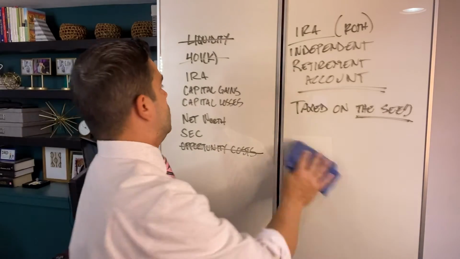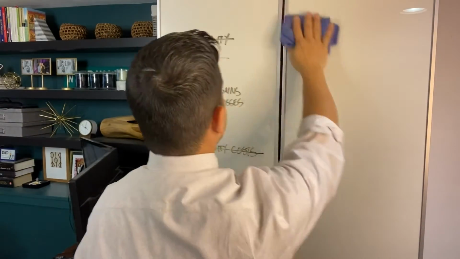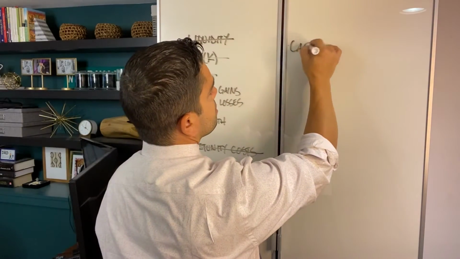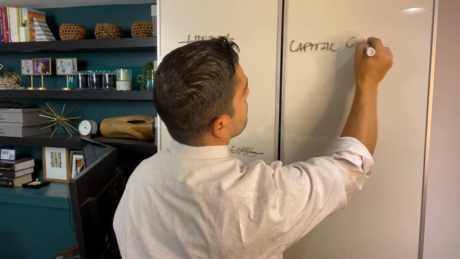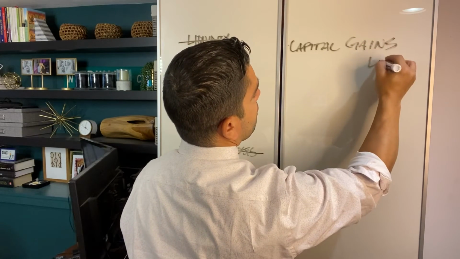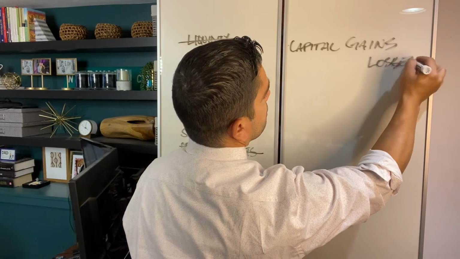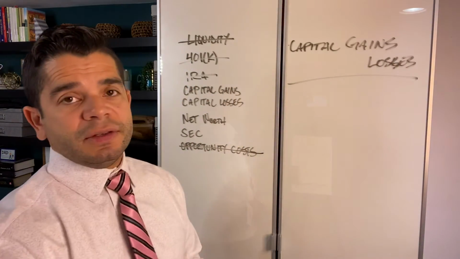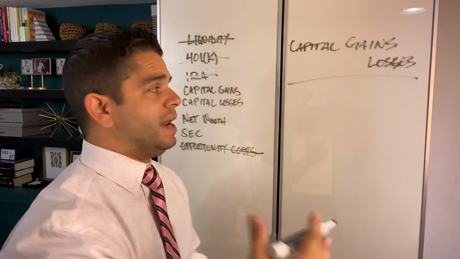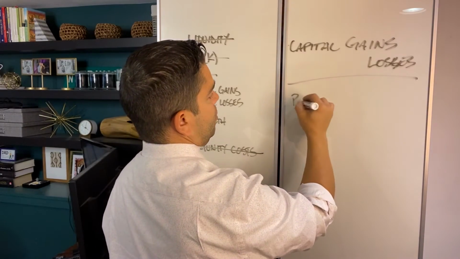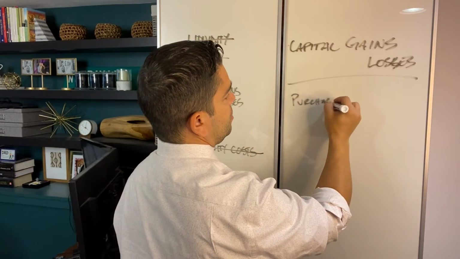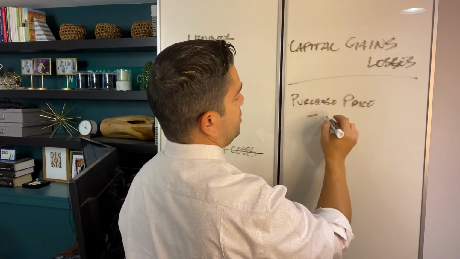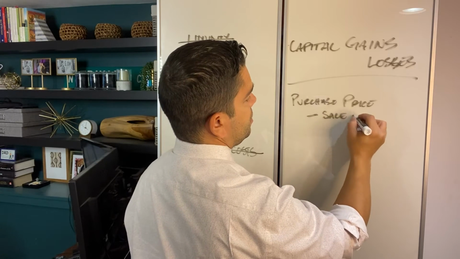Next, I'm going to go into capital gains. So we have capital gains and we have capital losses. When you sell an asset, you've got your sale price minus your purchase price.